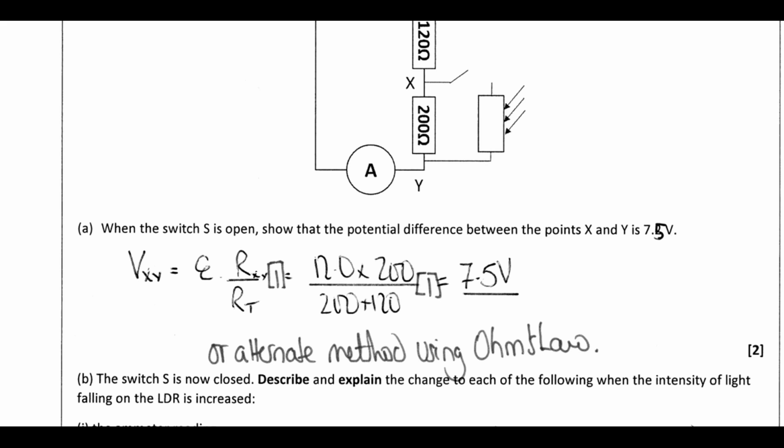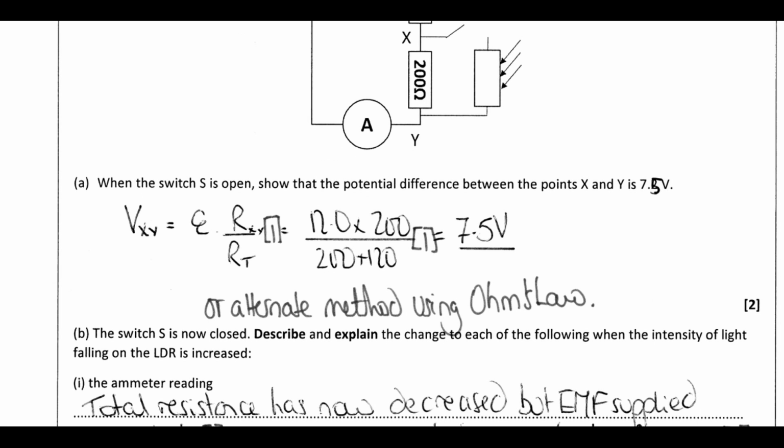Again, there's no mark because it's a show that question. You could have also done this by doing the EMF divided by the total resistance to get current, and then use the current to do this, but you can do it in one step with the potential divider equation, so do that.